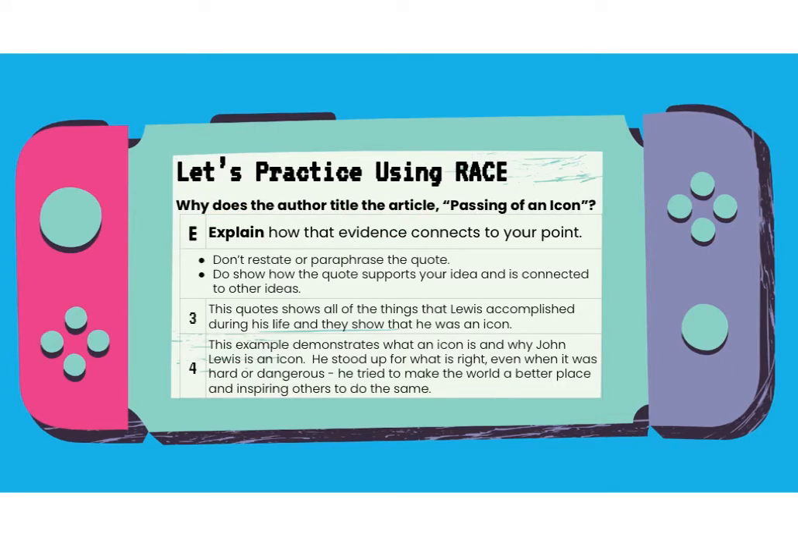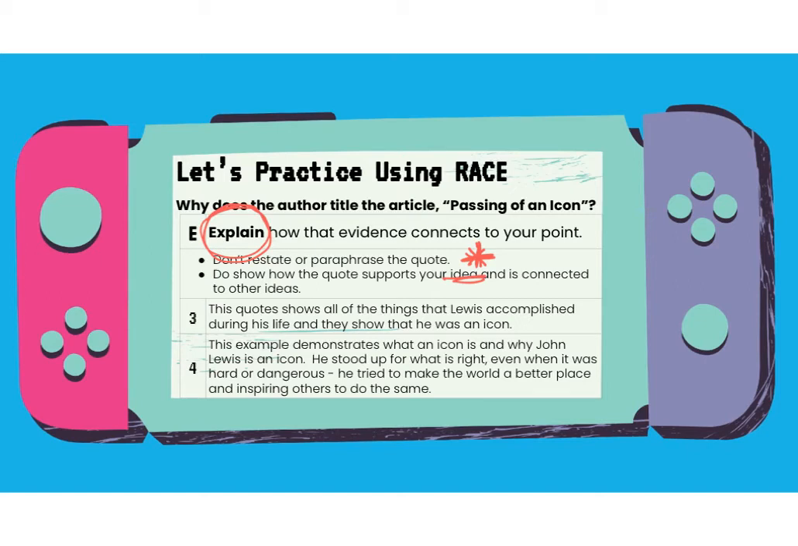So let's practice continuing. Now, this is really important. So many people forget to explain, okay? Again, don't restate or paraphrase the quote. Explain what the quote means and why it's important, okay? So do show how it supports your idea and it's connected to other ideas. Please don't do this. Don't paraphrase it or state it again. That does not help anyone. Okay, that just shows you don't understand.